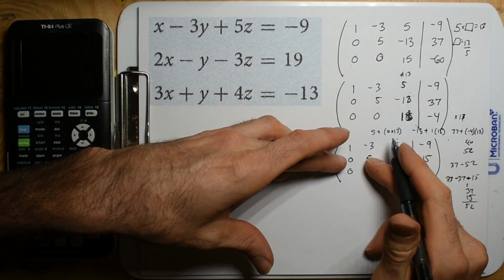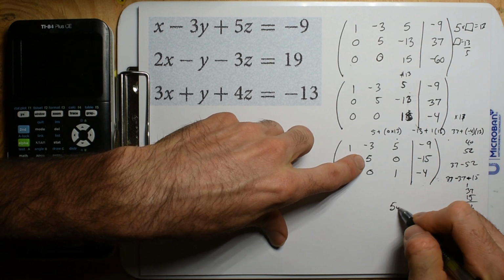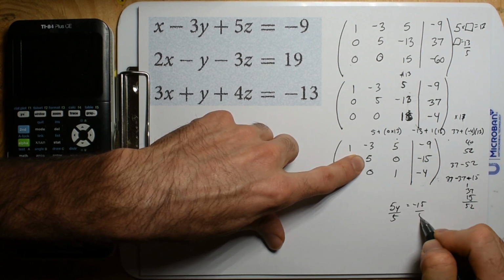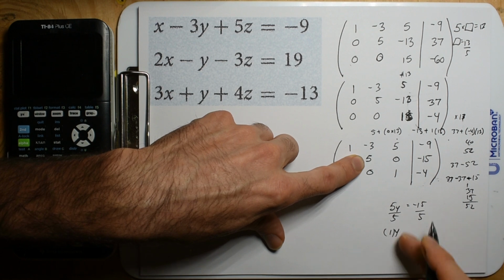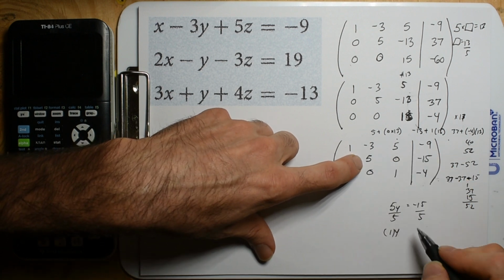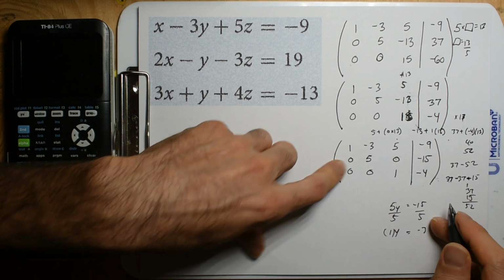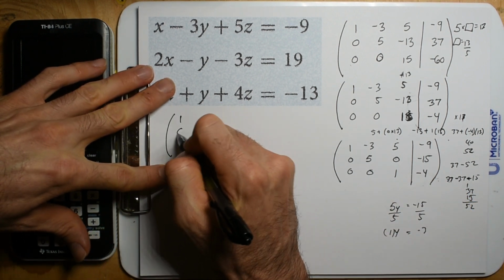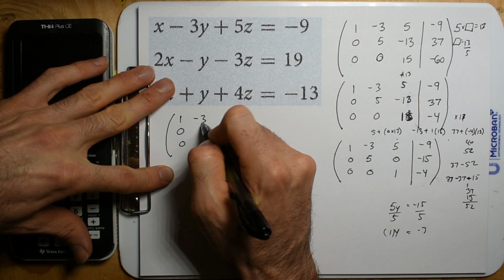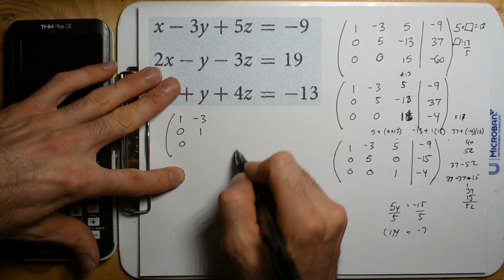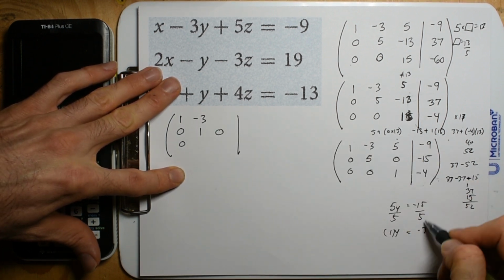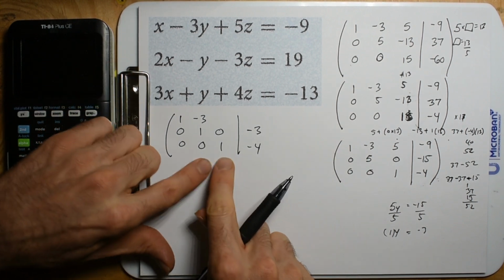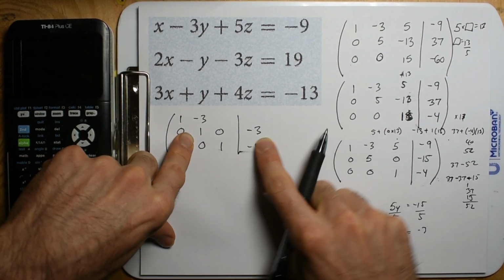Now we can actually get this one, because this essentially says 5y is negative 15. So let's get y by itself, divide by 5, and now you have 1y, which is negative 3. So that's going to be the next thing we do. We're going to write this: 0, 0, 0, negative 3. This becomes 1, and this becomes negative 3 over here. This is 0, 1, negative 4. So now you can see that z is negative 4, y is negative 3.